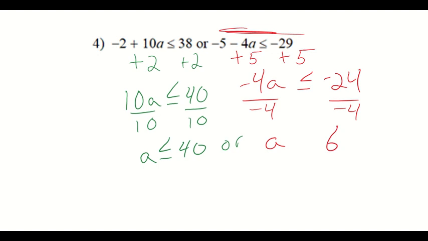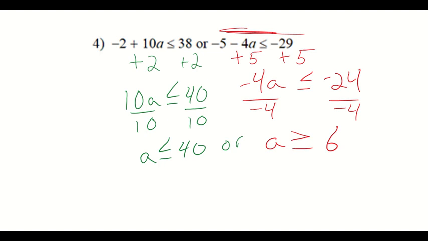But instead of a less than or equal to, whenever we multiply or divide both sides of an inequality by a negative number, we have to switch the inequality. So we end up with a is greater than or equal to 6.